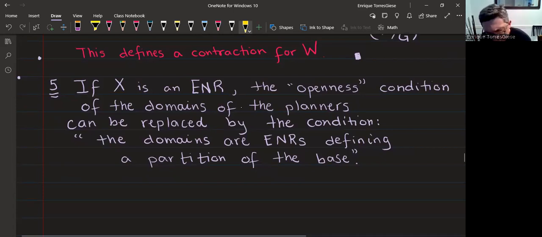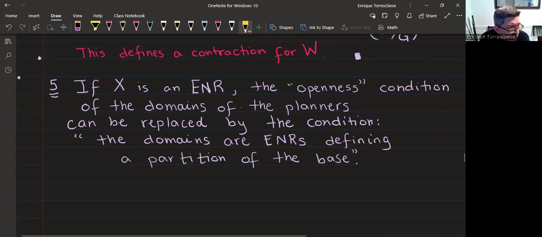Another property that is important to mention: if you recall the definition that I gave you of TC, more precisely, the sectional category of a fibration or a map is in terms of open subspaces covering your base space. That property can be replaced by something more convenient for applications if the base space is nice enough. Let's say we have spaces like ENRs, for instance, CW complexes will do. If we have nice spaces, the openness condition of the planners can be replaced by the condition that the domains are just ENRs defining a partition of the space. That is essentially subspaces that do not overlap. And that is very useful in the construction of explicit motion planners.